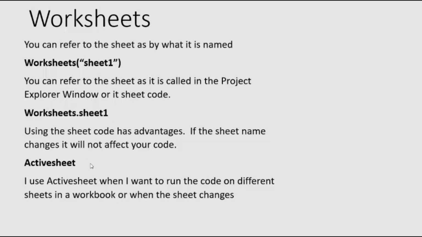The other way you can refer to a worksheet is to refer to the active sheet. I use this when I'm going to have the code run on many sheets. Whenever you're on a sheet, that will be considered the active sheet, and so you don't have to refer to it by name. This is also good when your sheet is changing. The output is changing to a certain sheet, but you don't know what the sheet's name is, so it's going to be the active sheet.